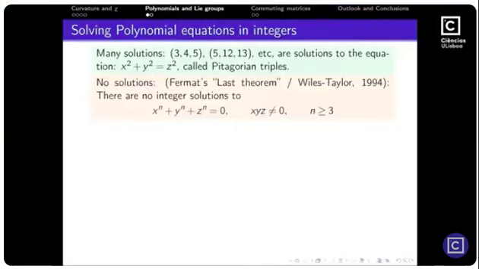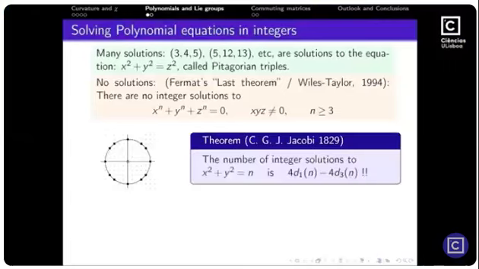We also have a very famous result saying that for this equation, as long as the exponent is bigger than or equal to 3, there are no solutions to this polynomial equation. No solutions in integers. Okay, this is the main point. And this was Fermat's theorem, in quotes, and this is now called the Wiles-Taylor theorem from '94. More interestingly, at least from my point of view, is the following question: how many integer points are there that solve a polynomial equation like this one, x squared plus y squared equals n?